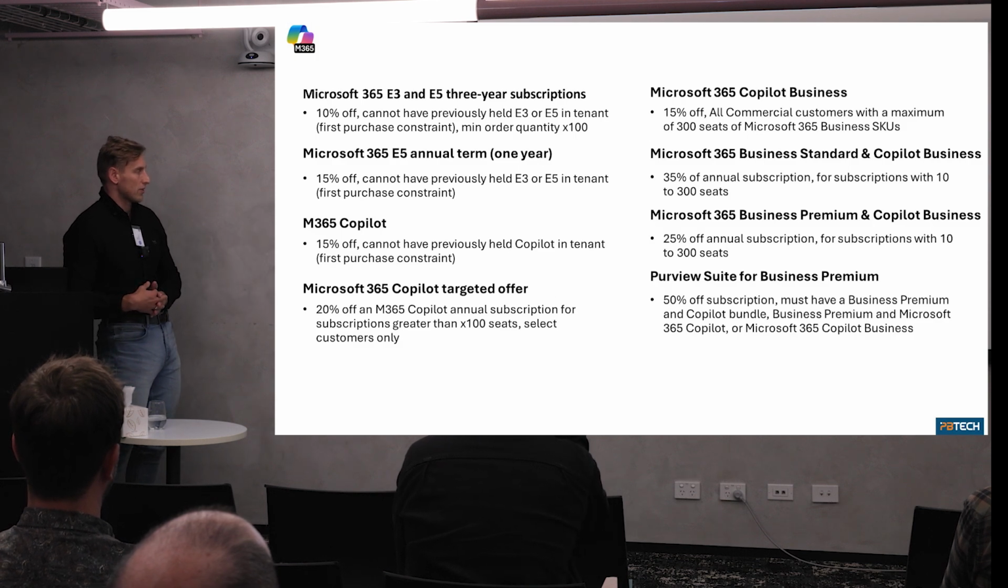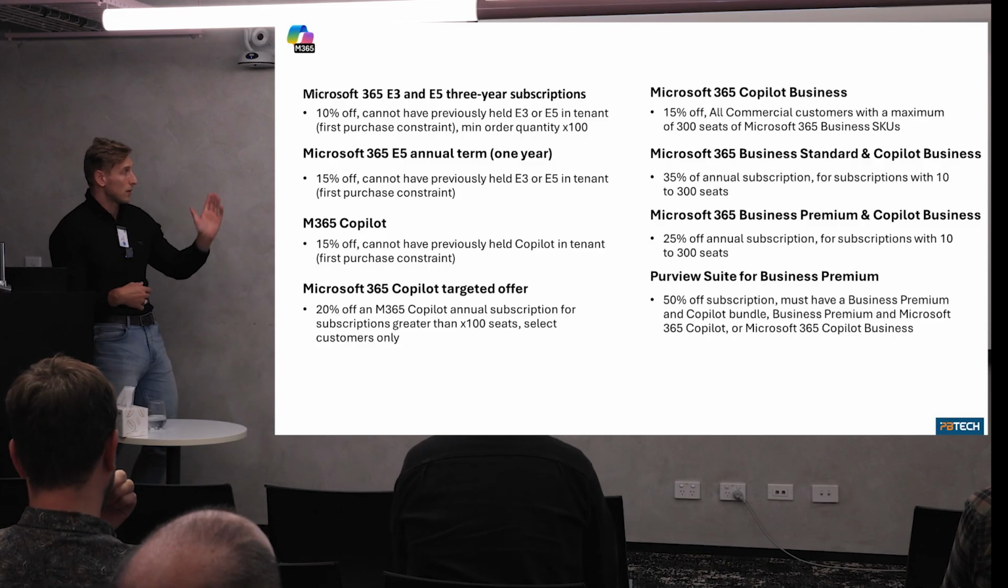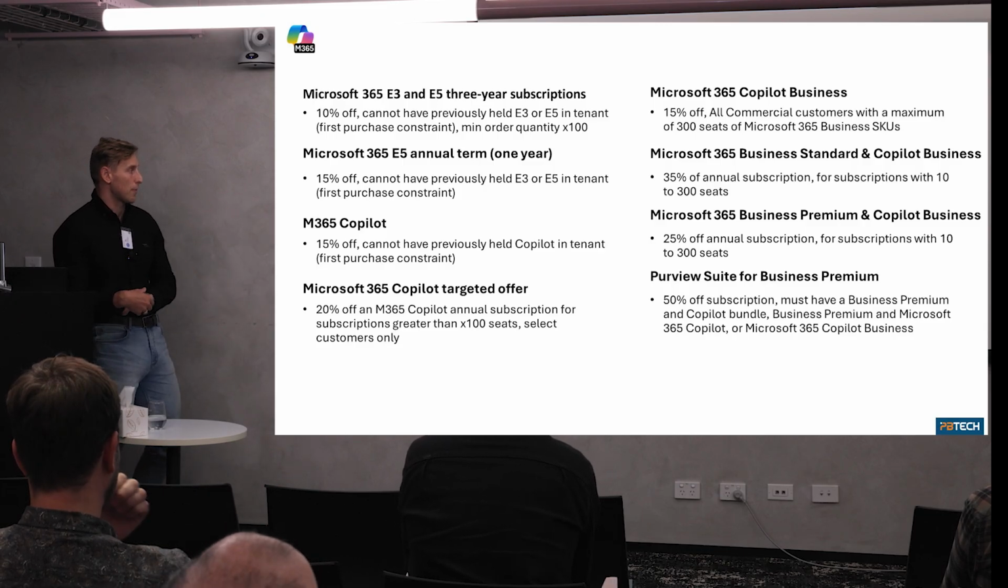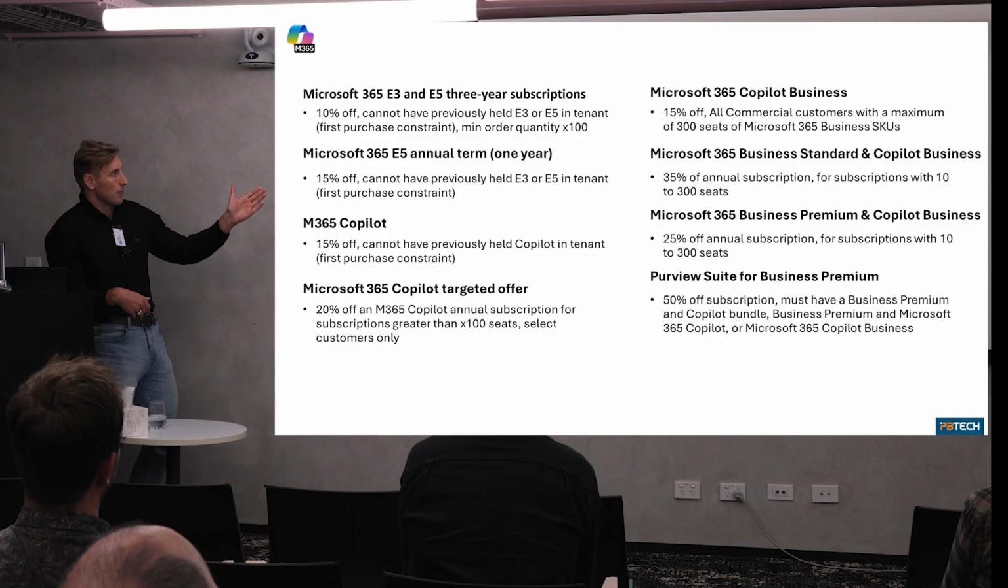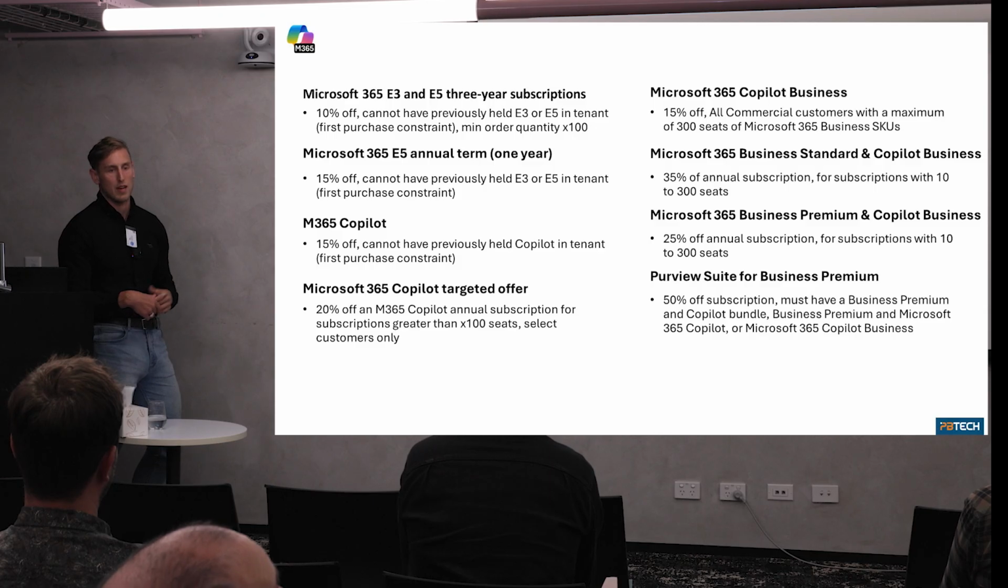Again, this is just a quick snapshot of a bunch of offers, but those bundles I just spoke about and showed you, new bundles added, there's some great promos off those, from 15% off Copilot for Business up to 35% off Business Standard and Copilot. So again, it all varies.